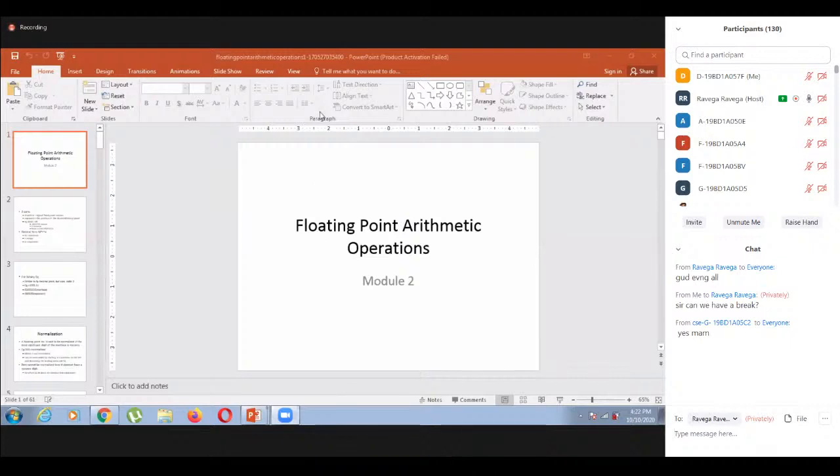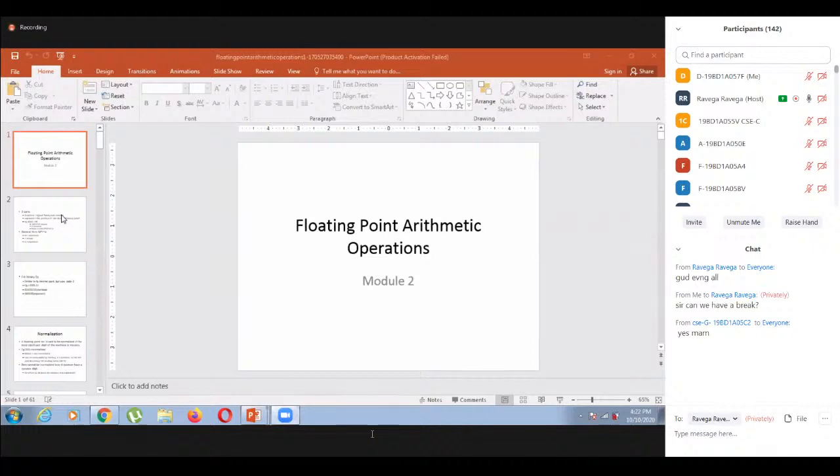Good evening, students. I am going to explain floating point representations, that is, floating point arithmetic operations. First, what is meant by a floating point number? A floating point number is a decimal number consisting of fraction parts. Arithmetic operations are addition, subtraction, multiplication, and division.